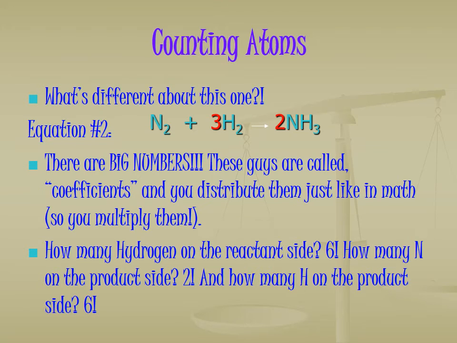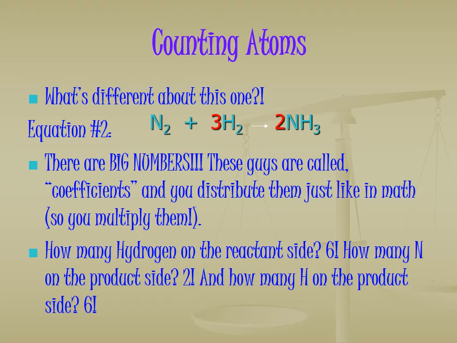What's different about this one? So equation 2, there's something different. There are big numbers. These are called coefficients, and you distribute them just like in math, which means you multiply them. Looking at the reactant side, we can see that there are 2 nitrogen. That's just like the last one.